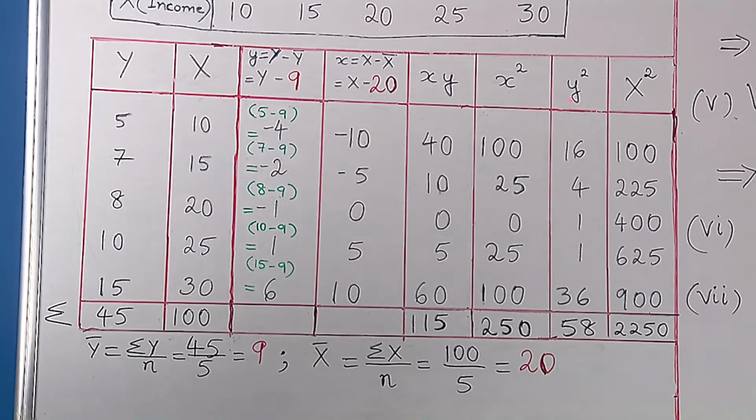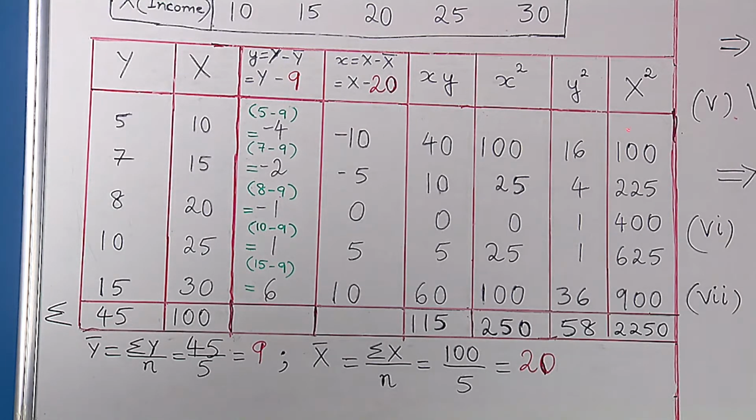The next column to be computed is y square. So, how to go on with this y square? Just as we did for x square, we go on with y square. Here the first element y is minus 4. So, square it up, minus 4 into minus 4 gives you 16. Similarly, minus 2 into minus 2 gives you 4, minus 1 into minus 1 gives you 1, 1 into 1 is 1, 6 into 6 gives 36, and add up all the y square values. So, you get the total as 58. So, keep it safe again.